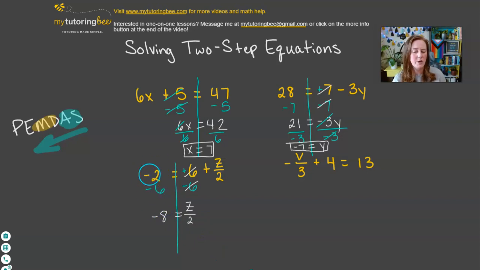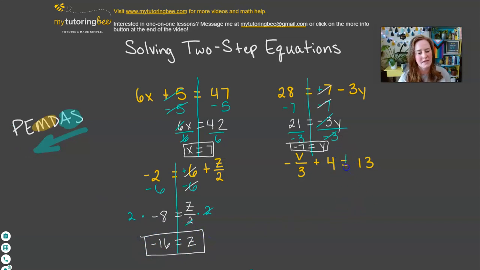I do have a video on adding and subtracting positive and negative numbers and some little tricks that might be helpful for you when you're first learning how to do these. It can be a little bit tricky. All right, so then we've got z over 2, so we're going to multiply by 2, multiply by 2. That's going to cancel these 2s out, and that's going to leave us with z equals, and then 2 times negative 8 gives us negative 16. So negative 16 equals z.